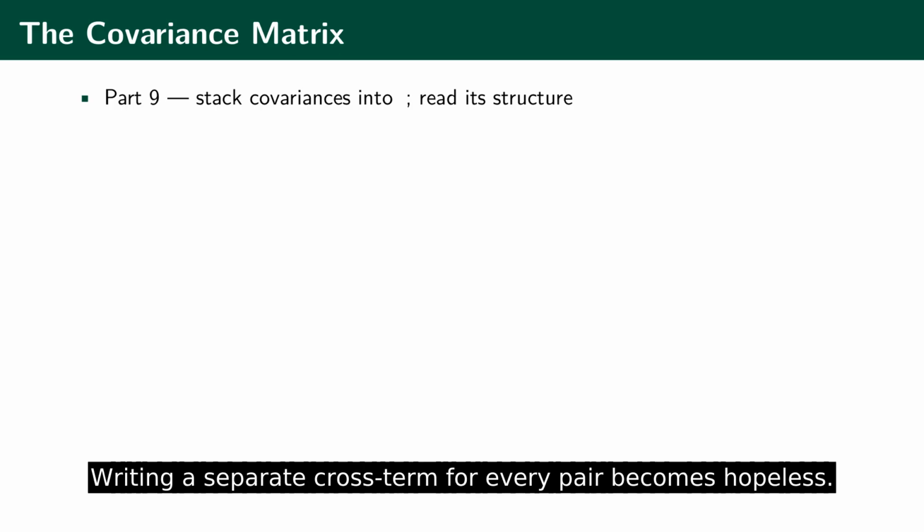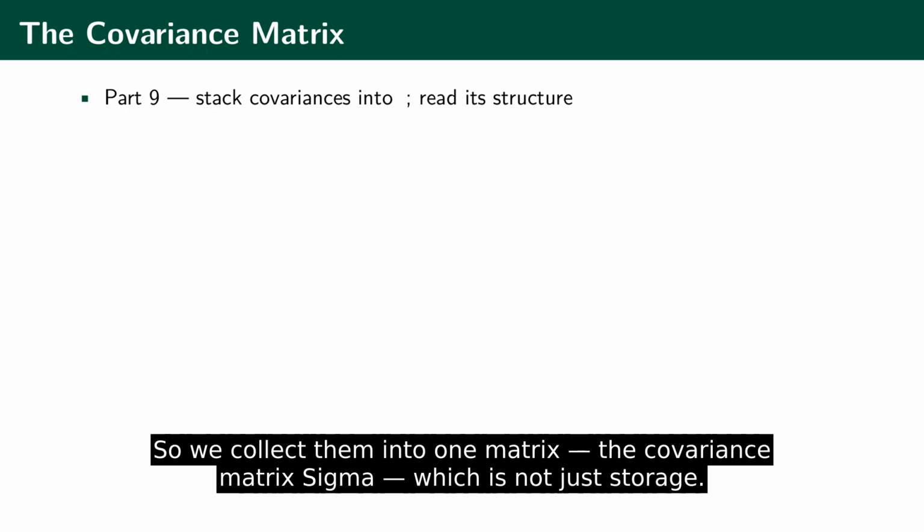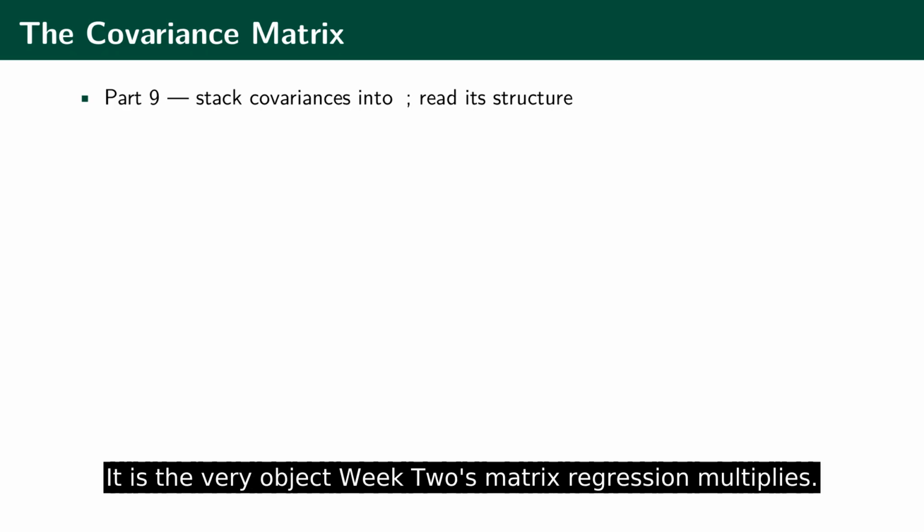Writing a separate cross term for every pair becomes hopeless, so we collect them into one matrix, the covariance matrix sigma, which is not just storage, it is the very object Week 2's matrix regression multiplies. In this part, we build it and read off its 2 structural facts.